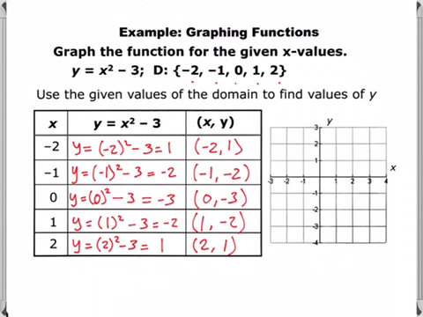And so the last thing to do is to plot these points. So we've got a point at -2, 1. So it's right there. We've got a point at -1, -2, which is right here. We've got a point at 0, -3. So there. Point at 1, -2, which is here, and a point at 2, 1, which is here.